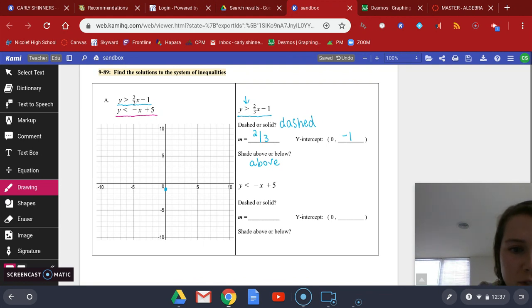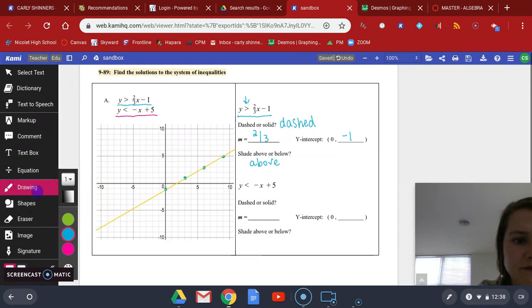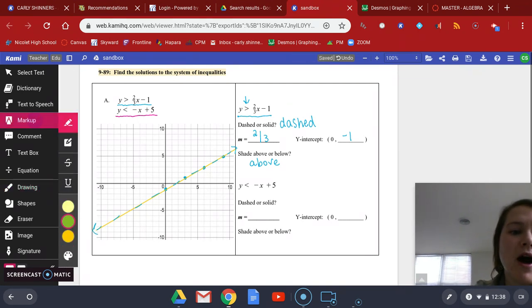So I'm going to go up 2 to the right 3, up 2 to the right 3, up 2 to the right 3. And I like to use this shape tool to draw in my line. I just find it easier. But I do have to go back and make sure I am making it dashed so that we know that it is not included. All right, and like I said, I'm going to shade above.